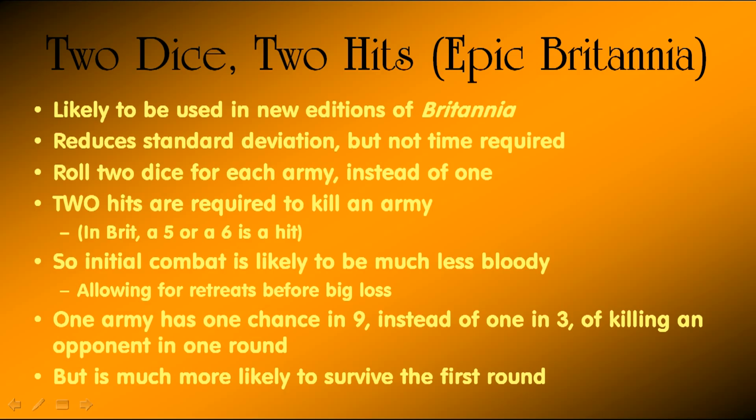Now in Epic Britannia, I may use a variation because needing 2 6s to hit somebody defending in difficult terrain, or 2 6s to hit cavalry or Romans, is pretty bad. So you're going to need a 6 to hit them the first time, and then a 5 or a 6 will finish them off. At least that's the plan. It requires testing.